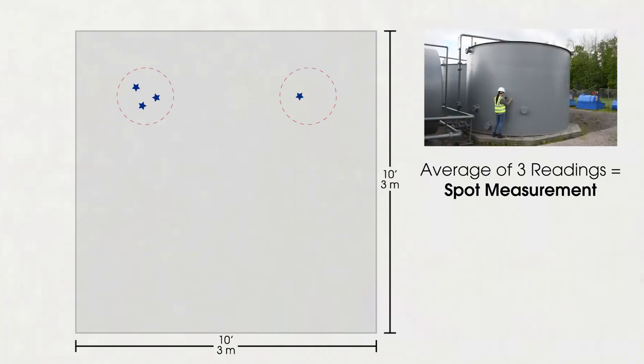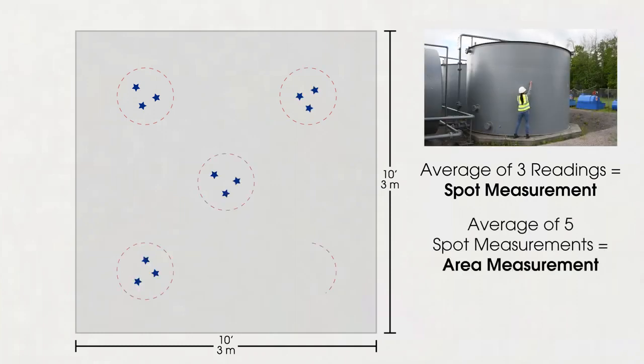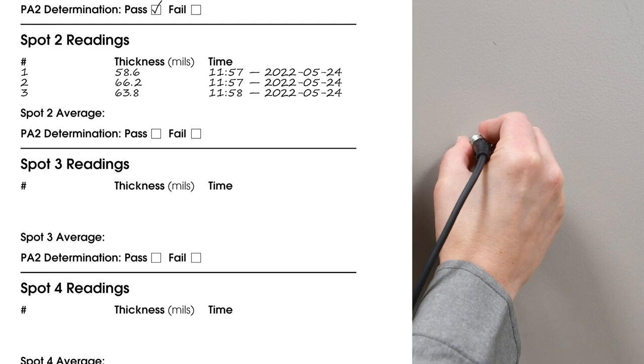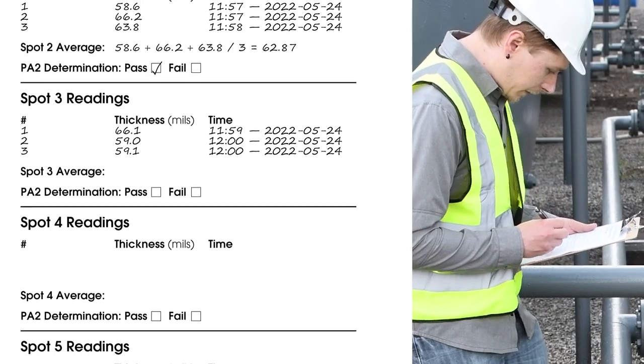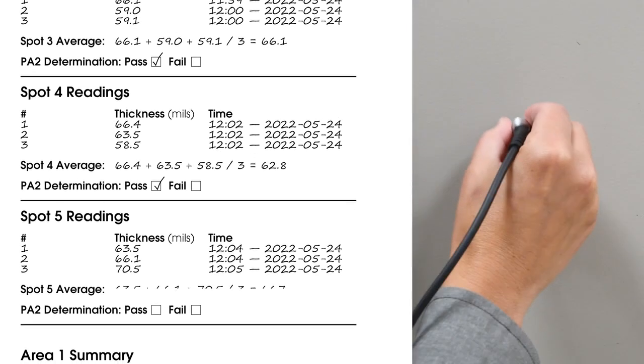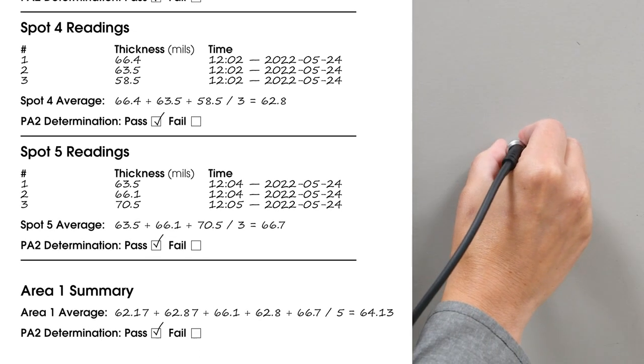This process is repeated 5 times, and the average of the 5 spot measurements is calculated to determine the area measurement. The spot and area measurements are then compared to the acceptance criteria in the SSPC PA2 document. Performed manually, the process can be confusing and requires several manual calculations. Using the SSPC PA2 mode included with the PosiTector 6000 Advanced models, an SSPC PA2 inspection is easy.